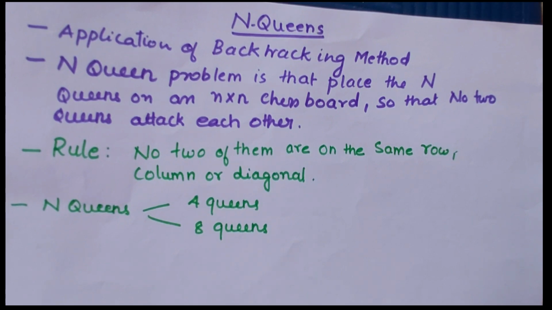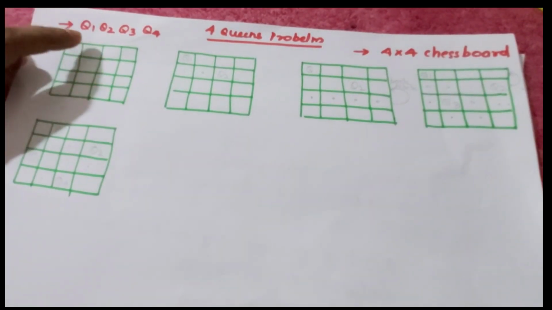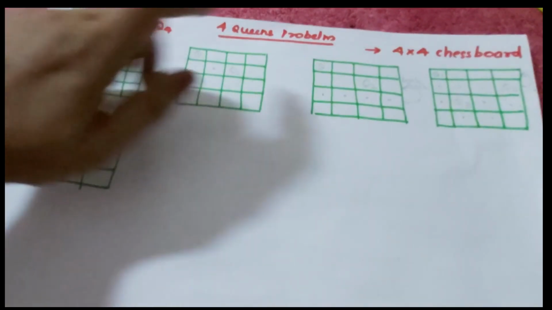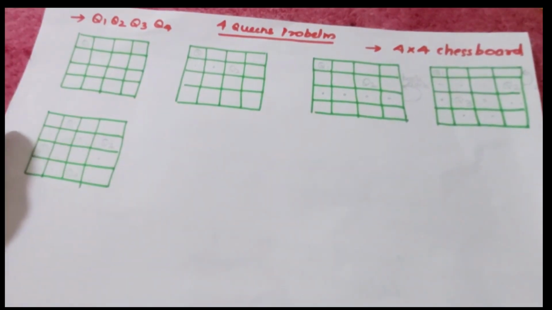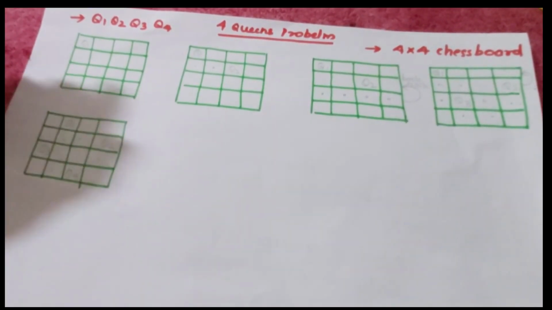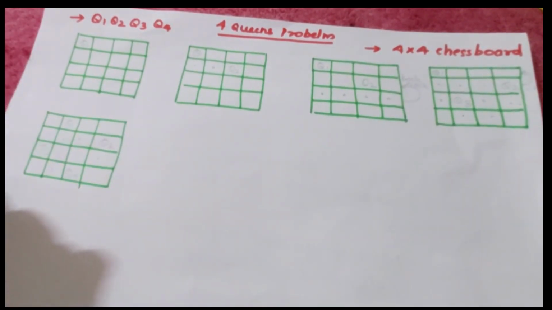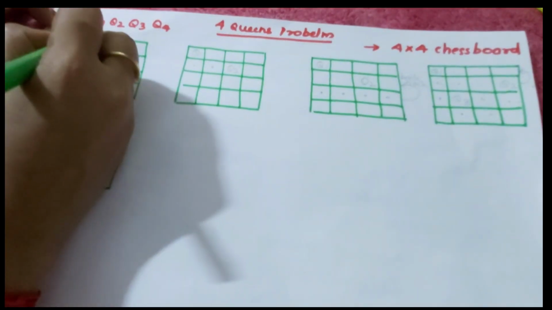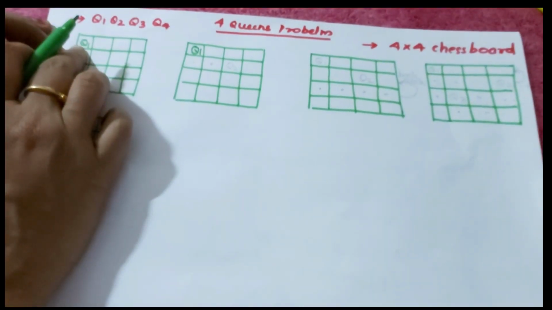Okay, let us see how the 4-Queens problem works. The 4-Queens problem consists of 4 queens, Q1 to Q4, placed on a 4 by 4 chessboard. Now we'll see how these queens will be placed on this chessboard so that they don't attack each other. So let us start placing them, okay? Let us place Q1 over here, the first slot. So Q1 is placed here.